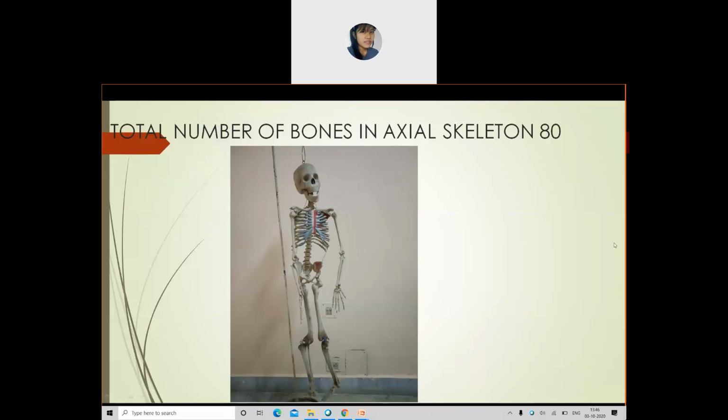Medini Pegu, can you hear me? Yes, ma'am. Okay, Medini, can you tell me what is this bone? This one? Vertebral column. Okay, so altogether, vertebral column, how many do we have? Starting from cervical to coccyx, 26.